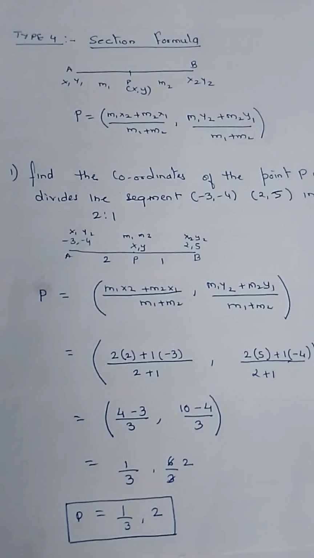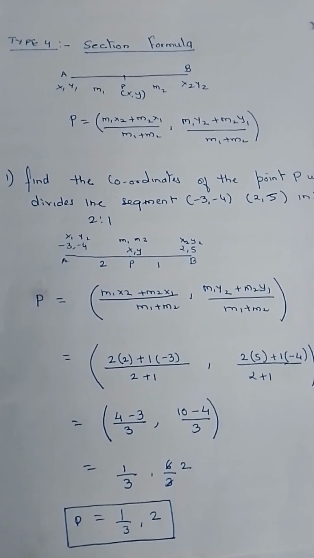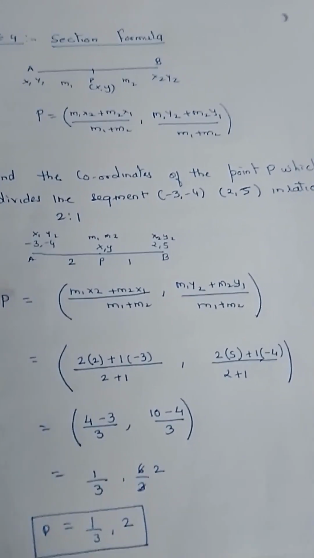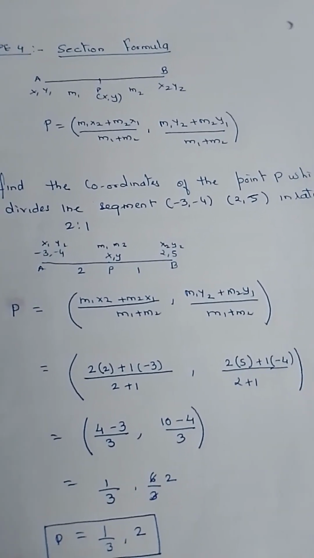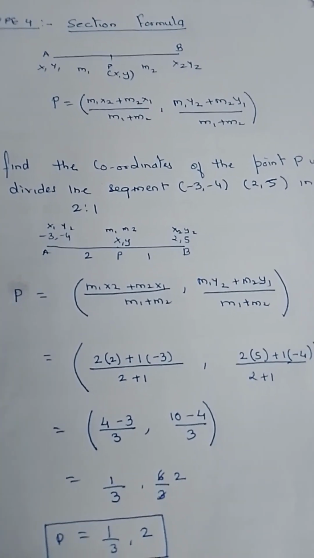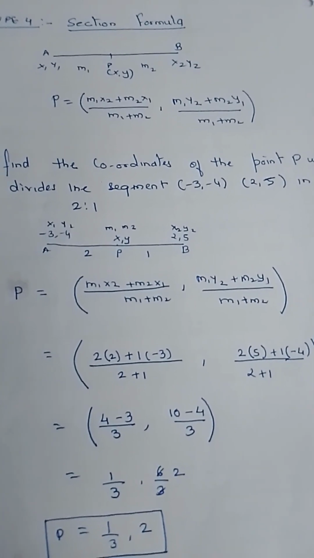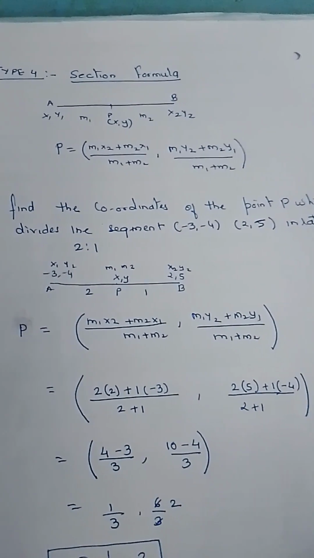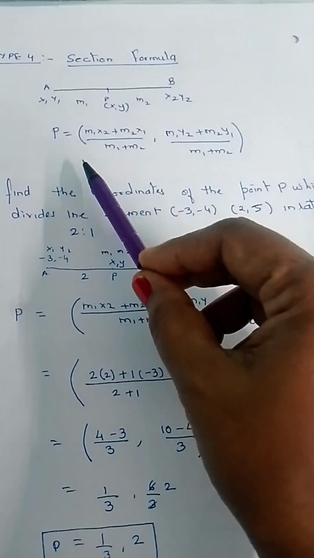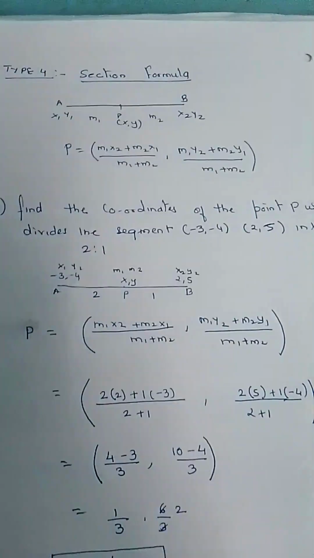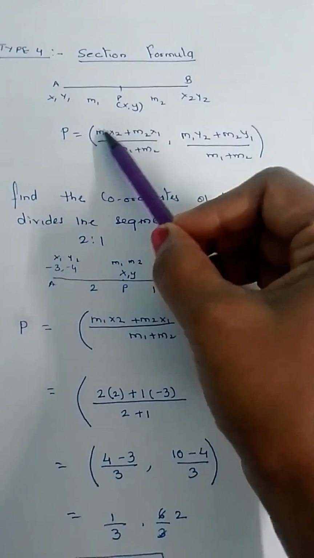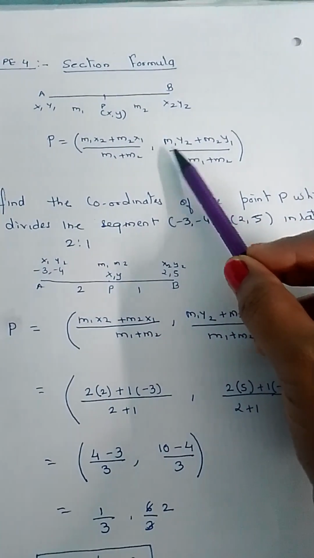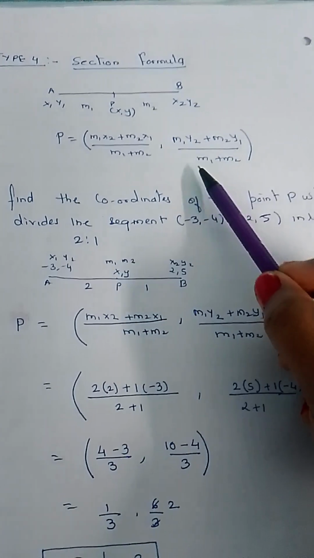Section formula type 4. This is the most asked question. So please learn this formula properly. We have A and B, x1, y1, x2, y2. We have P in the center with x and y. And we have two values, m1 and m2. These are the ratios. So the formula says m1 x2 plus m2 x1 upon m1 plus m2. This is for x, and for y, m1 y2 plus m2 y1 upon m1 plus m2.